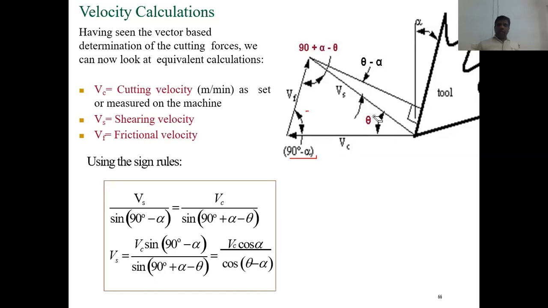Maybe you can go back and recollect this from trigonometry. To simplify, I am taking only two sides; the third side I will take later. So VS divided by sine of 90 minus alpha is equal to VC divided by sine of this angle, sine 90 plus alpha minus theta.